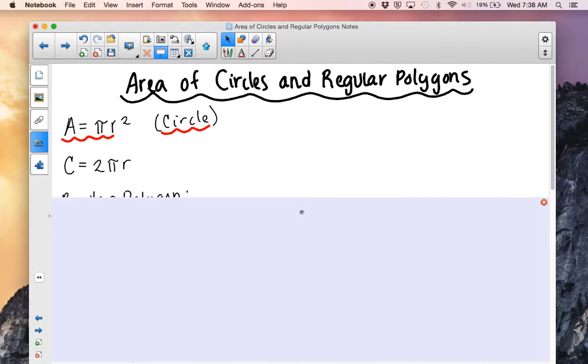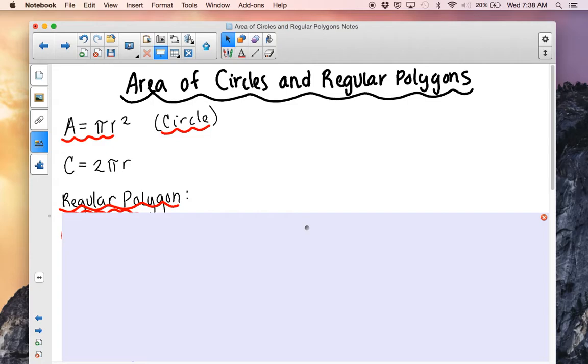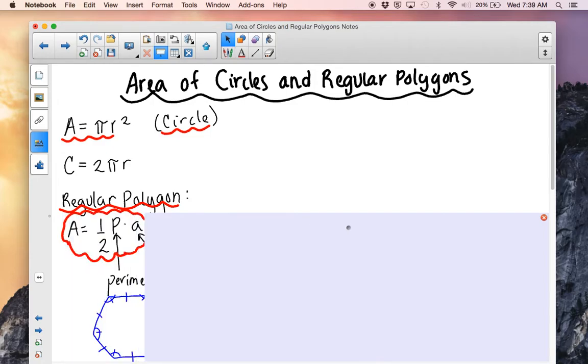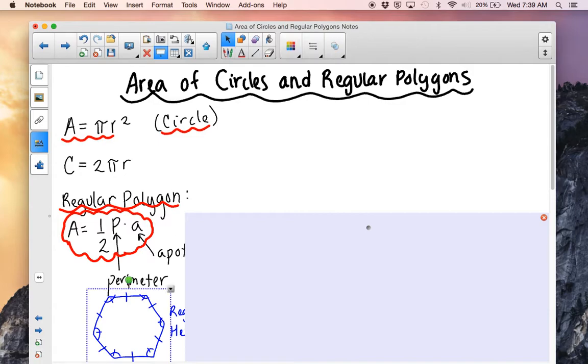Now, when we're talking about a regular polygon, first of all, remember that a regular polygon has all of its sides and its angles congruent to each other. So this is on the bottom here, this blue shape. This is a regular polygon. Okay, all the sides and all the angles are congruent.